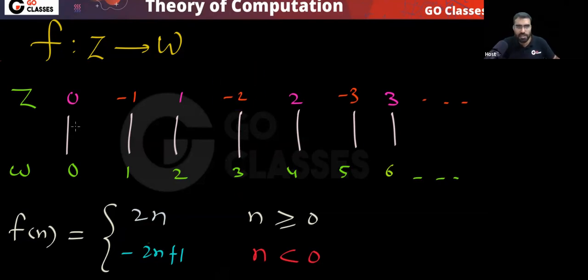So for example, if I put n equal to minus 2, then what will I get? I will get minus 3. If I put n equal to minus 3, then I will get 5. Sorry, again, I'm getting minus 5.